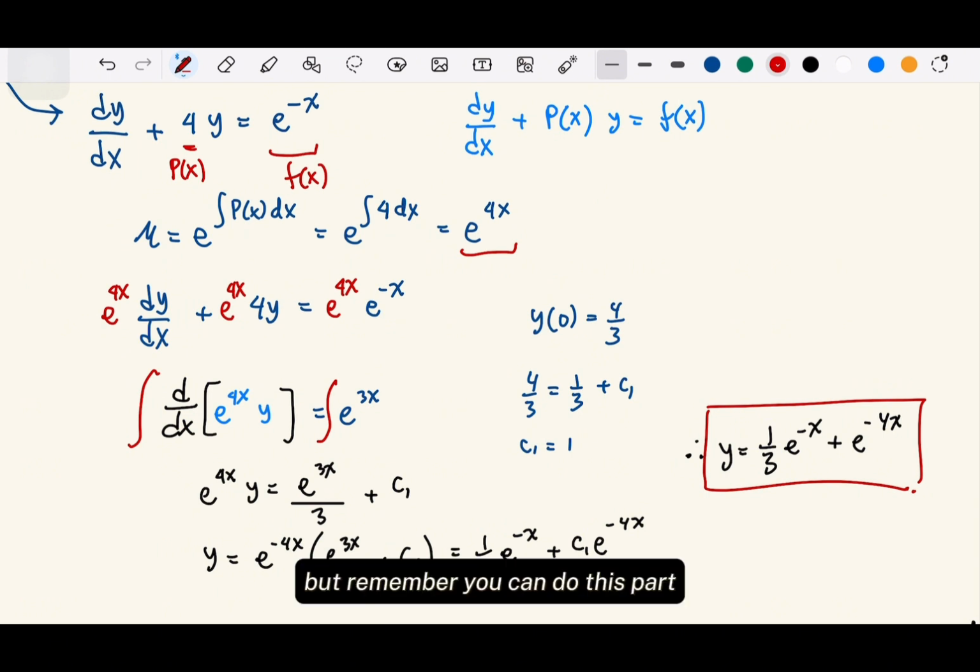But remember, you can do this only if you are sure that it is in linear equation form. If it's not, then you need to use another method.